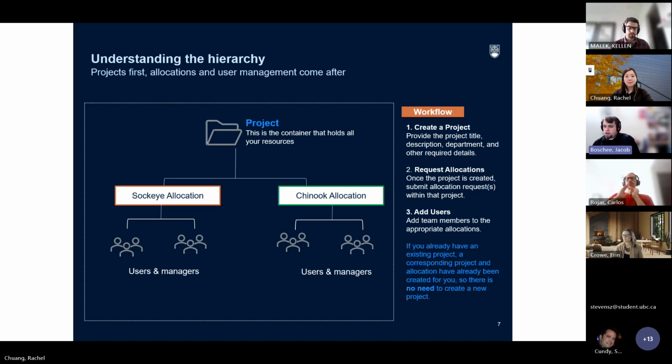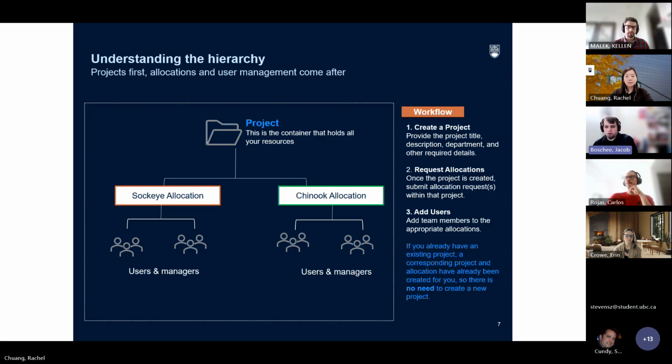To understand how the system is built up, effectively everyone will have a project. And underneath those projects, you can have a Sockeye or Chinook allocation. You can think of projects as a container that has all of your allocations through ARC, as well as any of the researchers or colleagues that you wish to assign and give access to those allocations.